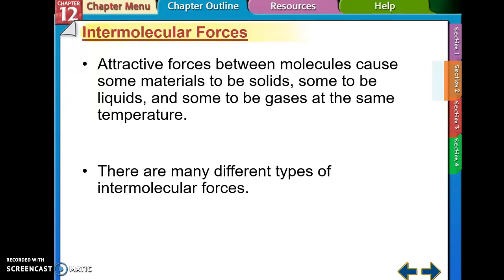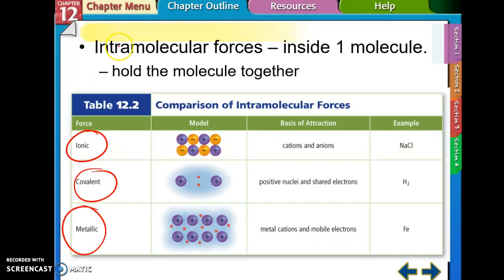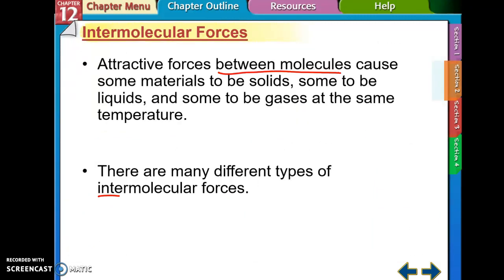The opposite is when we talk about intermolecular forces, and an intermolecular force is between two or more molecules, okay? Depending on how attracted they are to each other, certain things are solids, certain things are liquids, and certain things are gases at the same temperature. There are a lot of different types of intermolecular forces, and you're going to need to know those. Remember, INTER means between two. INTRA means inside. Okay? So our intermolecular forces are between two molecules, not inside a molecule.